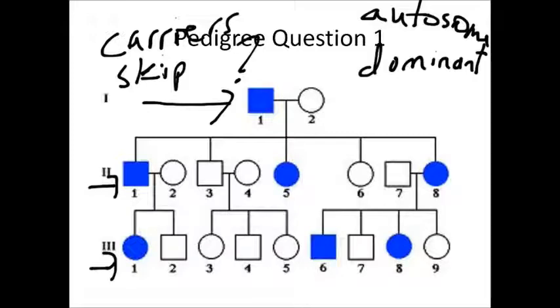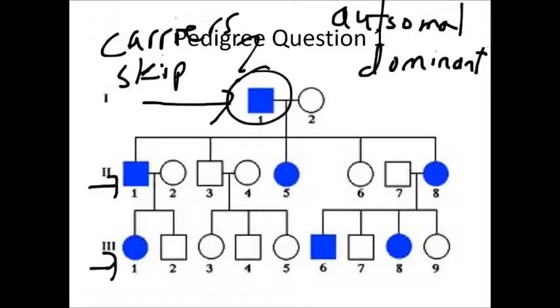And let's see if I can make a little room and write that a little bit better here. So autosomal, dominant. Now, one thing we can check is let's look to see who can pass the trait on to whom.